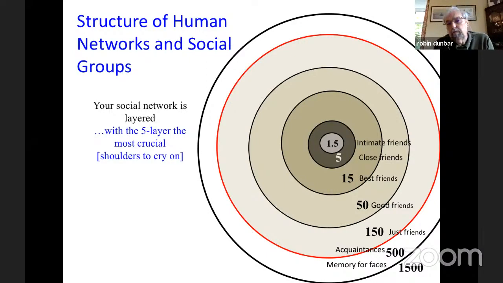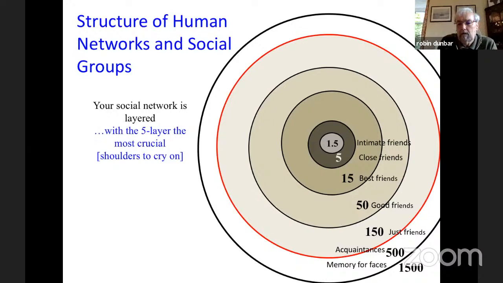So that inner core of 5 close friends, or what I sometimes call the shoulders to cry on friends, which are typically half family, extended family, and half true friends, receive between them 40% of your total social time investment. And the people that make up the 15 layer, which includes the inner core of 5, so the extra 10 people, get another 20%. So those first 2 or 3 layers, out to best friends, absorb something like 60% of your total time investment. They're hugely costly to you, and there are very good reasons why you need to invest so much time in them, which I'll come to.